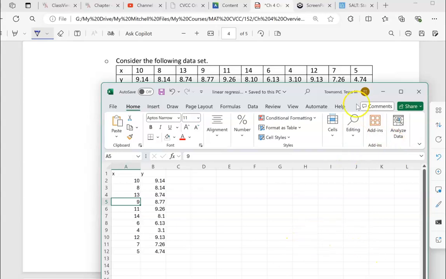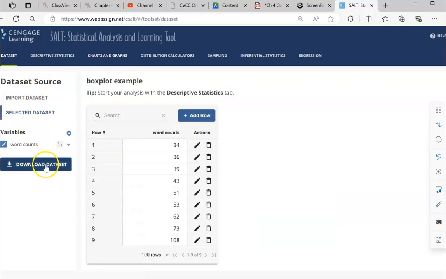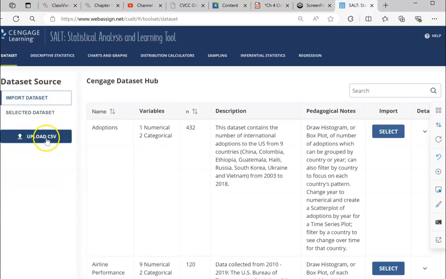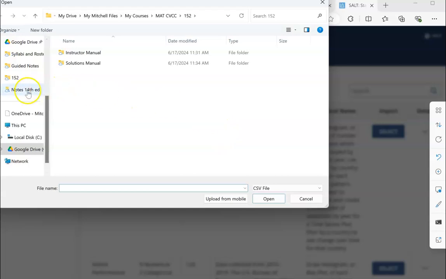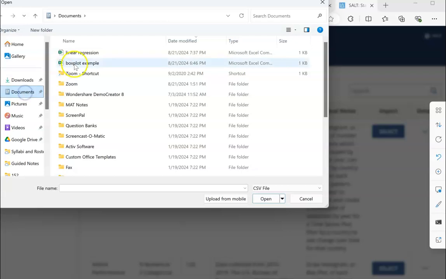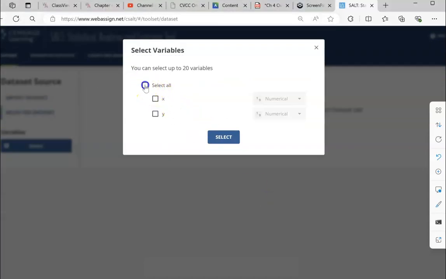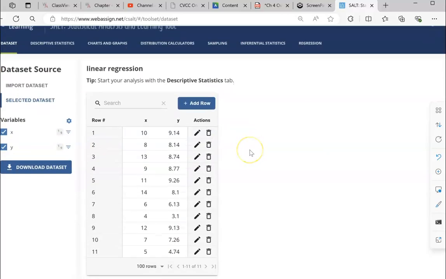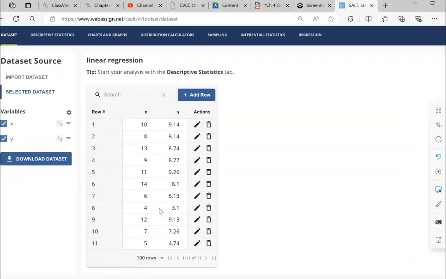And then I'm going to go to Salt, and I'm going to go to Dataset, and I want to import and upload. I'm going to go where I saved it, my documents, and there it is. It's a CSV file. Open. And I'm going to select all because I need the X's and the Y's. You got to have both sets of data. And let's go back. I have 11 rows, and I have 11 rows here, so I'm good.